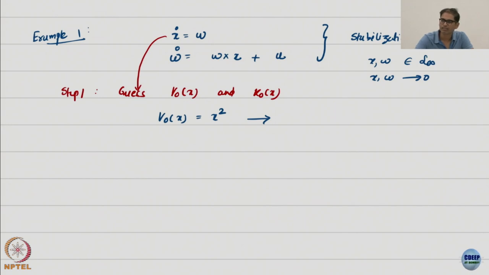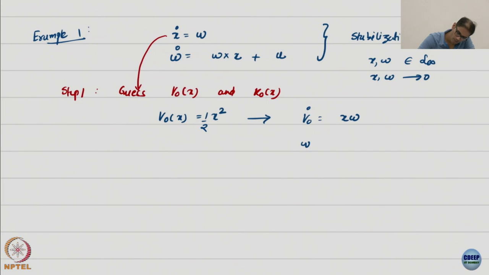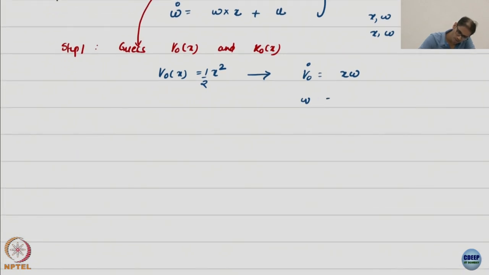Do the usual tricks. What is it? V0 dot. Okay, I'll take half x square. So I'll get V0 dot as what? x omega. In this case, omega is the control. So omega is notionally the control, right? Because we don't have a second system in our mind as of now. Omega is notionally the control.